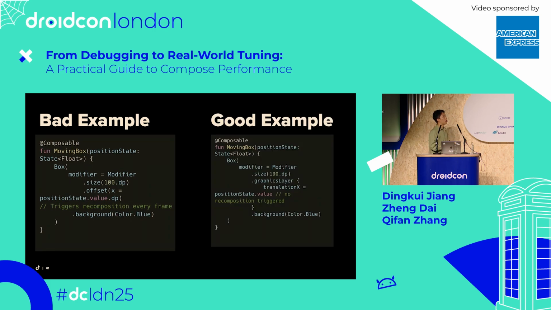So what we encourage is to just use the graphic layer block, because it runs during the layout and draw phases. So even if the position state dot value changes frequently, such as on every animation frame, it will only trigger the redraw, not the recomposition. So this will significantly reduce the recomposition frequency and will improve overall performance.